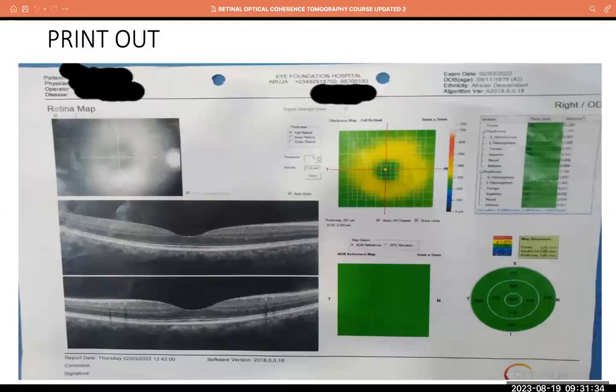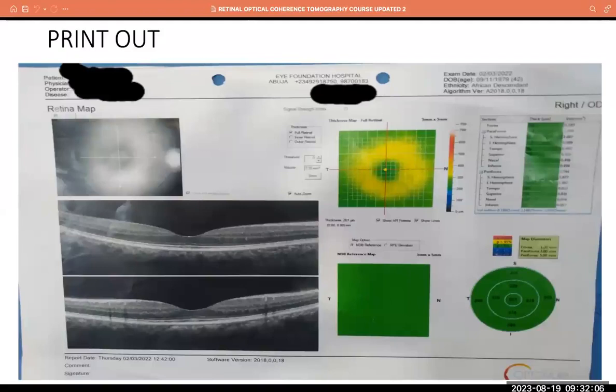And then to the right, to the topmost, to the right, the second line, next to that is the thickness of the different parameters. I can tell you superior hemisphere, inferior, and all that. So lower down, the all green map, squared map, is the normal database reference map of this patient.